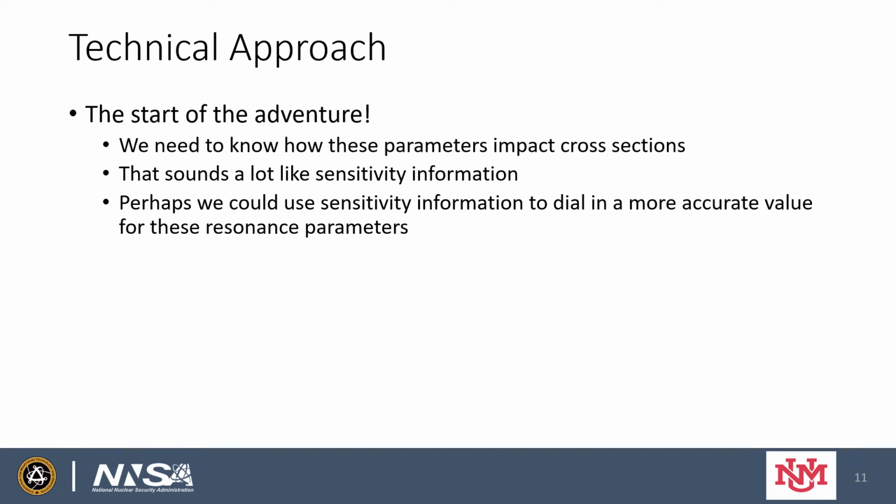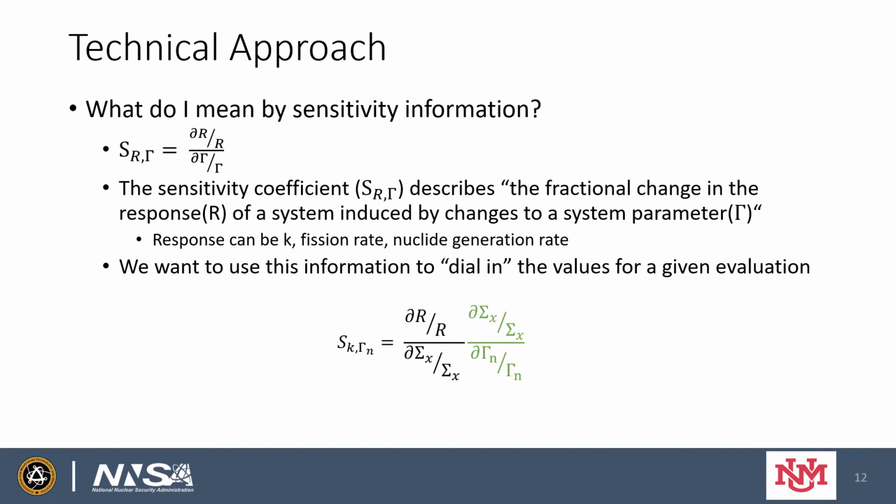We needed to somehow express how resonance parameters impact continuous energy cross-sections. Well, to me, that sounds like sensitivity information. Perhaps we could use that to dial in the values to more closely reflect reality. Now, what do I mean by sensitivity info? Well, sensitivity information describes how a fractional change in a response R is induced by some change in the system parameters, gamma. Here the response could be the k effective of the system or the generation of some nuclide. What we want to do is use the information to dial in the correct values for a given evaluation.